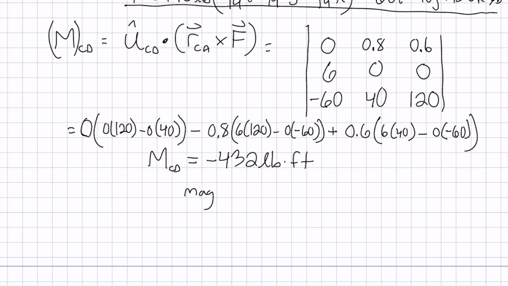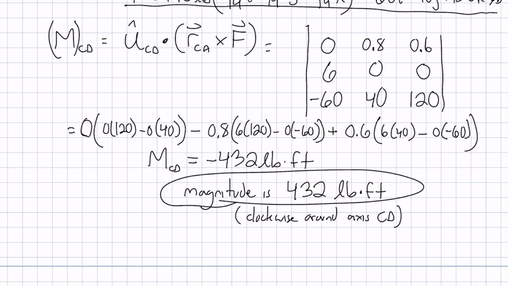But they asked us for the magnitude of the moment. The magnitude is 432 pound-feet. The minus sign just means the direction would be clockwise around axis CD. All right. That's that question.